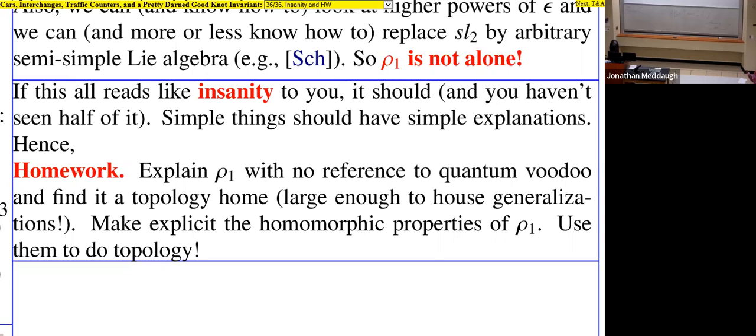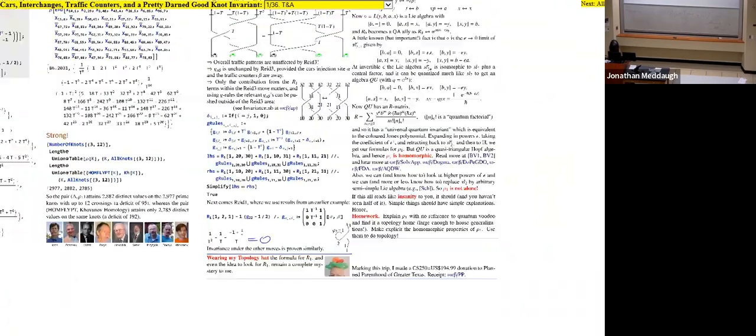Find an explanation. Rho one was defined by a tiny box on the handout that you're holding. There should be an explanation the same size that any topologist should be able to accept. So find a topology home for it and make explicit the homomorphic properties, and then finally use them to do topology. And I think I'll stop here.